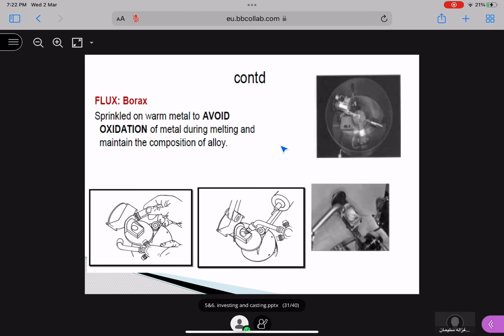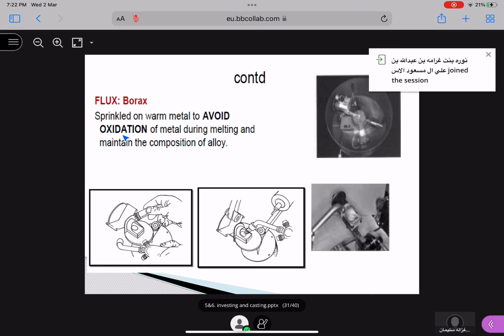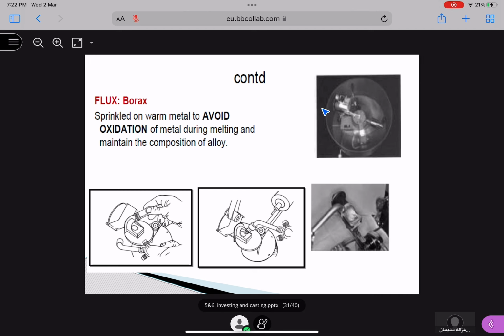Now you have to use the flux. When it is warm, you have to sprinkle some flux there, that is called borax, to avoid oxidation of the metal during melting and maintain the composition of the alloy. Now if you see here, this is the centrifugal machine. Here in this crucible you put the alloy. Once you have put the alloy, this is the torch with which you give the flame so that it will be melted.